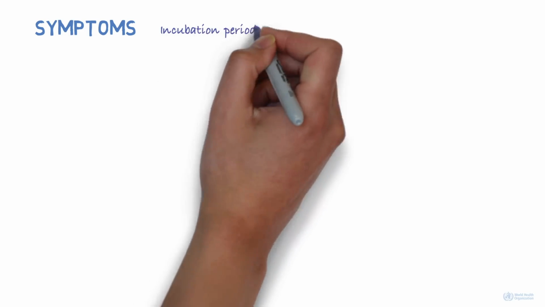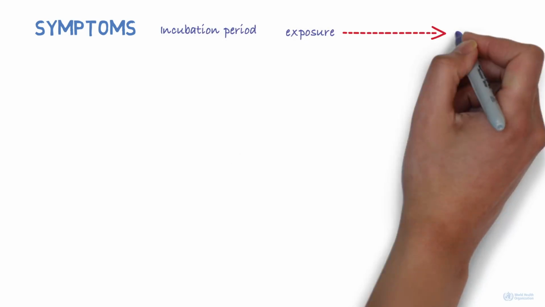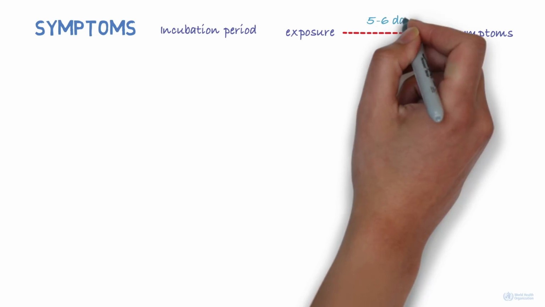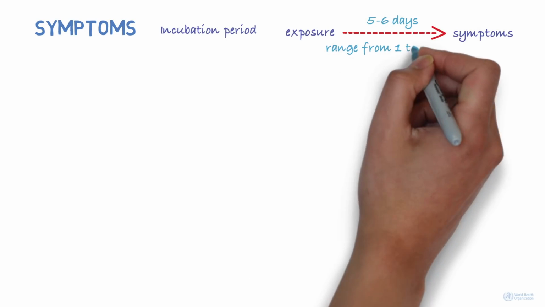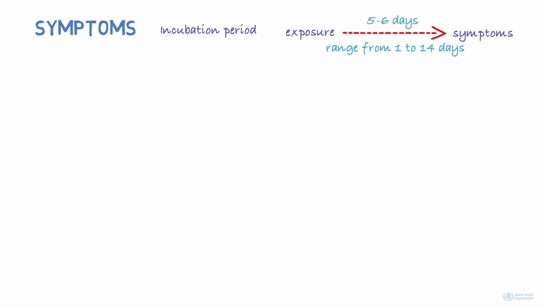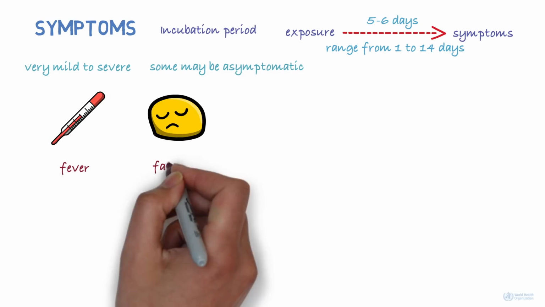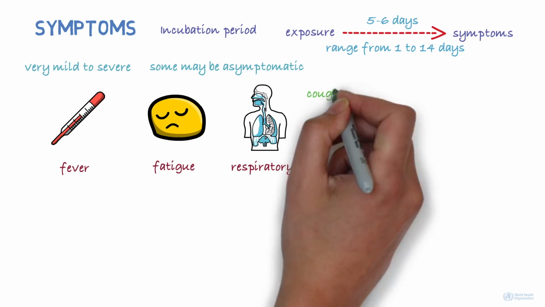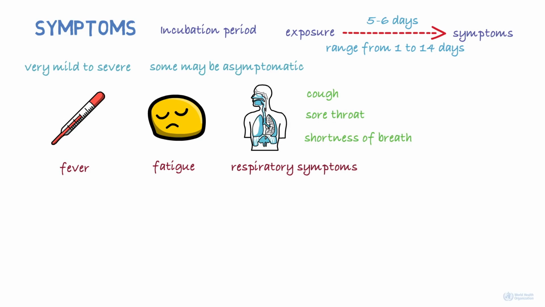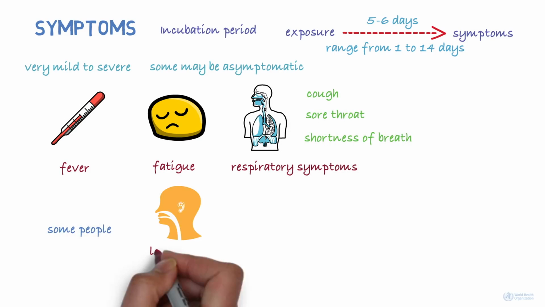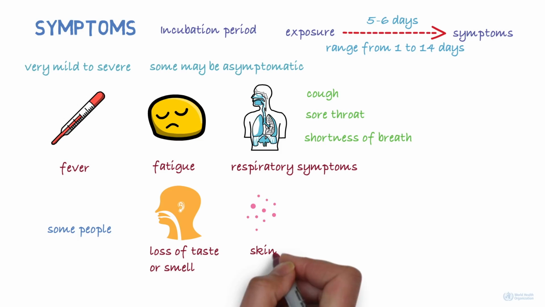What are the symptoms? The incubation period, which is the time taken from exposure to the virus and development of symptoms, is on average 5 to 6 days, but can range from 1 to 14 days. There can be a range of symptoms, from very mild to severe. Some people may not develop symptoms. Common symptoms include fever, fatigue, and respiratory symptoms such as cough, sore throat, and shortness of breath. Some people reported loss of their sense of taste or smell, and some may develop a skin rash.